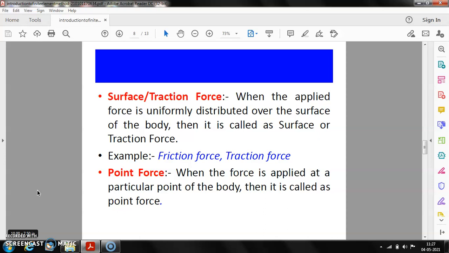And the last category is a point load or point force. Where the force is applied at a particular point of the body, then it is called a point force. It is very simple. Okay.